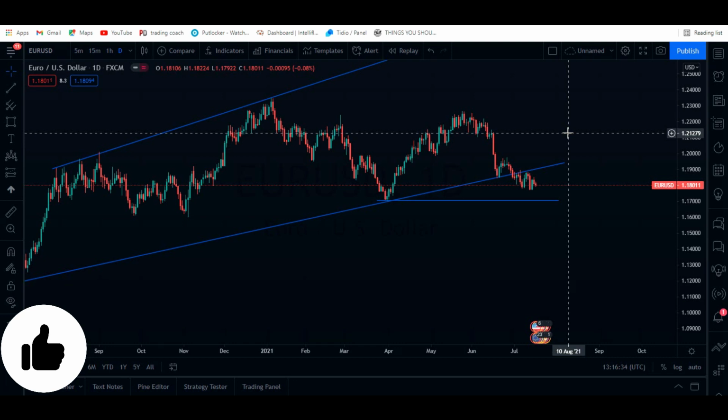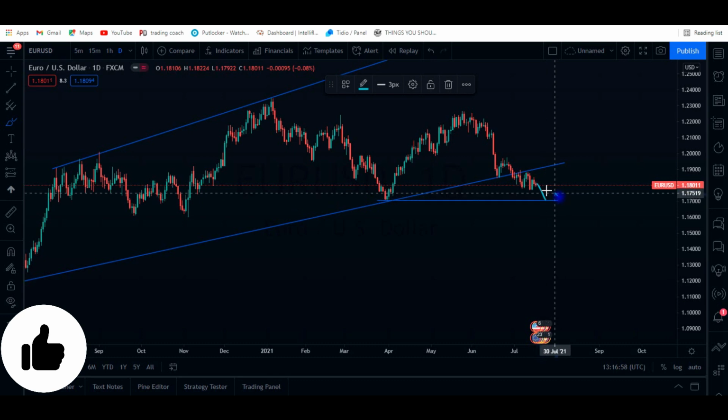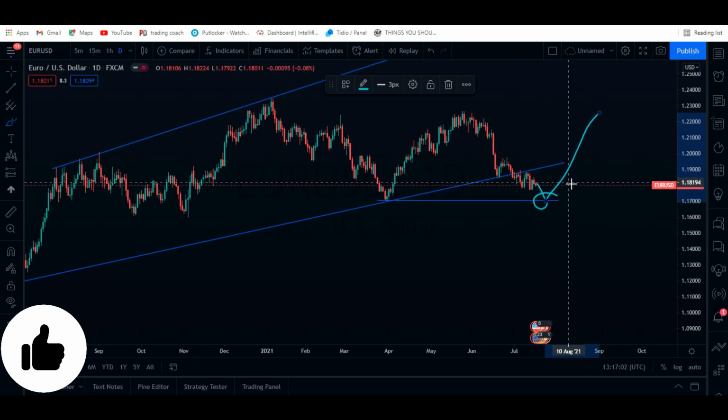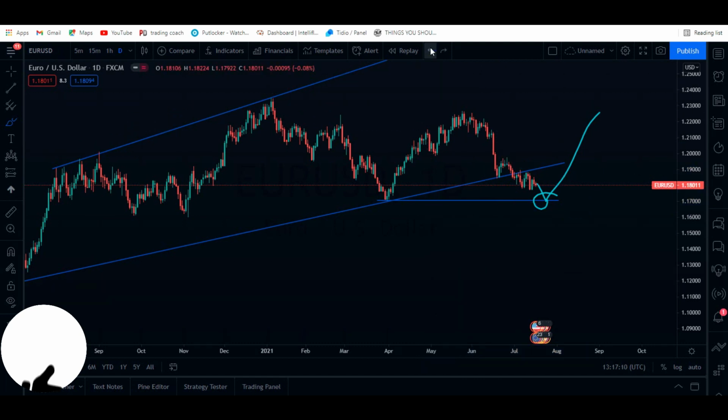But also here we can still have something like this, where the market goes down, bounces around this area, and then continues going up. This means that this breakout right here would be a false breakout. Why am I saying so? This can give us some sort of a double bottom.